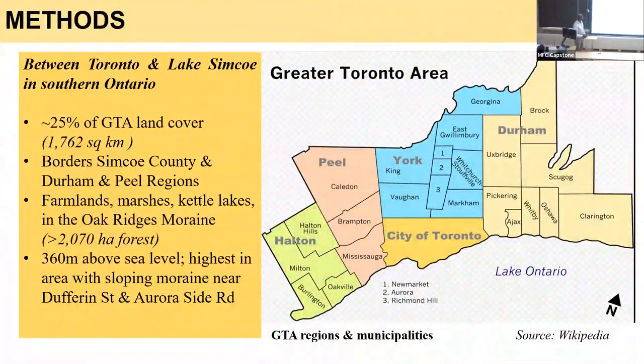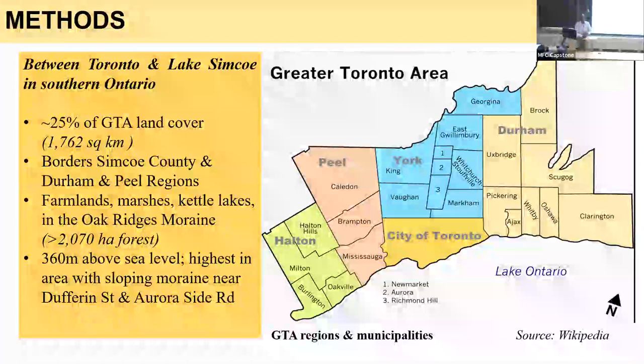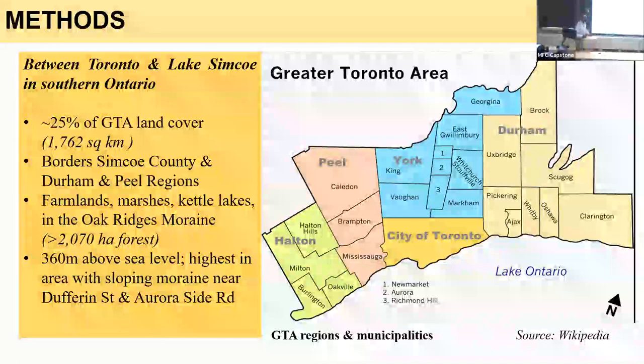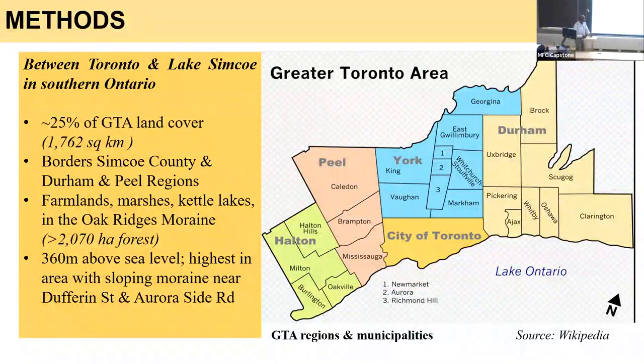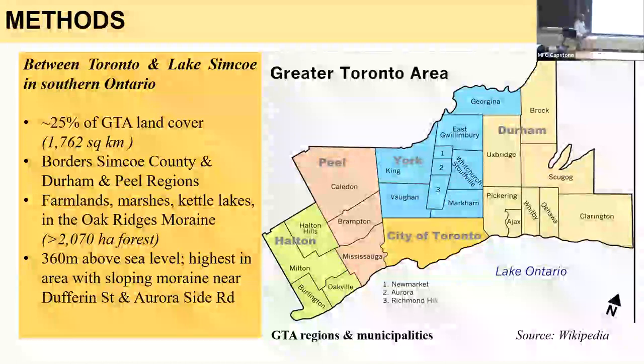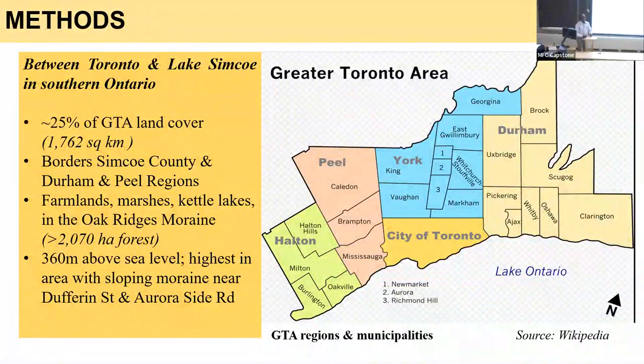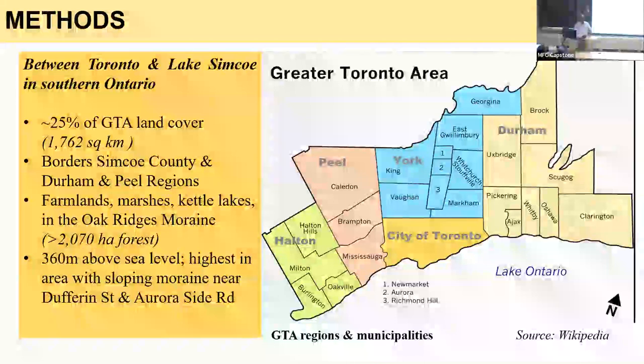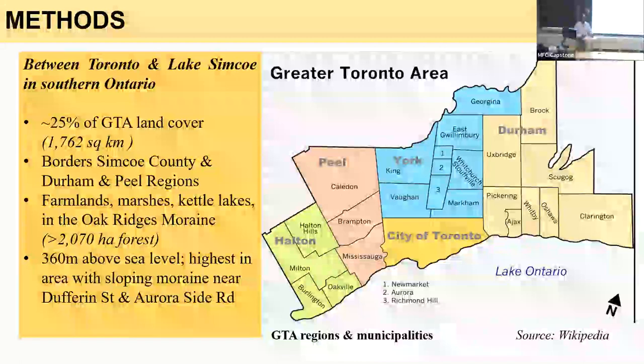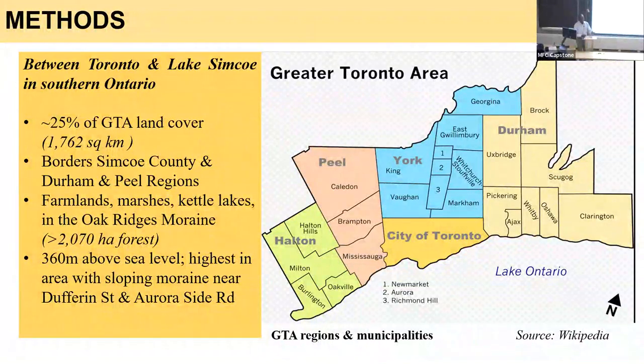The methods for this study: the study area, York Region, is located between the City of Toronto and Lake Simcoe in southern Ontario. York Region has a land mass of about 25% of the total GTA land area, which is 1,762 square kilometers. Also, York Region has vast forest land of over 2,070 hectares.